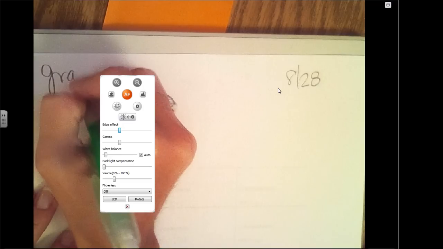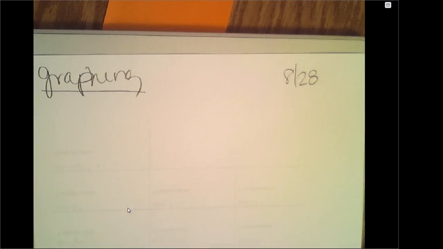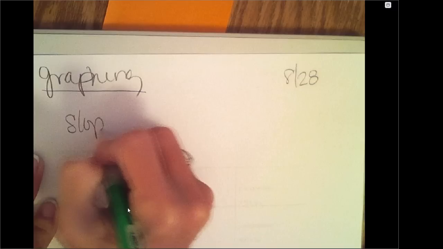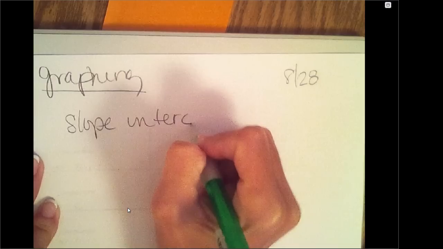And again, this is review from last year, and I realize this is up here. I need to get rid of it. You graphed last year, but like I said, some of us are struggling with that, so that's why we're spending some time reviewing. Okay, first of all, we need to just make sure we understand you need to graph from slope-intercept form.